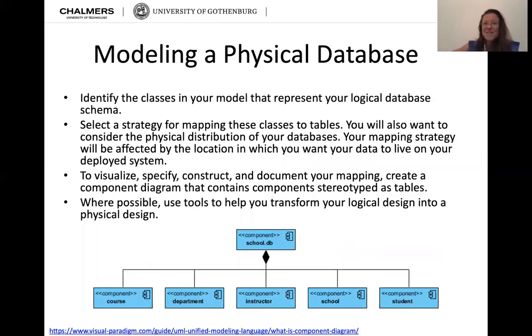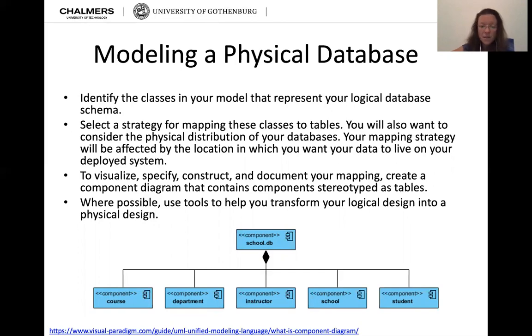Almost done. Last one on this. Modeling a physical database. We start with identifying the classes in your model that represent your logical database schema. And then you select a strategy for mapping these classes to tables. You will also want to consider the physical distribution of your databases. And your mapping strategy will be affected by the location in which you want your data to live on your deployed system. And then to visualize, specify, construct, and document your mapping, create a component diagram that contains components stereotyped as tables. And where possible, use tools to help you transform your logical design into a physical design.